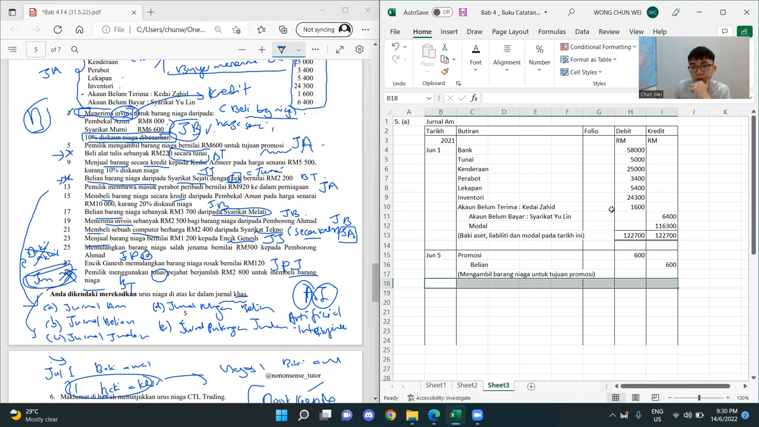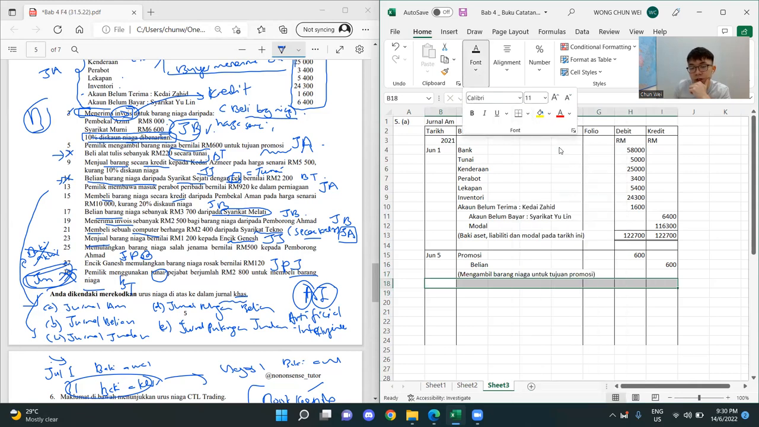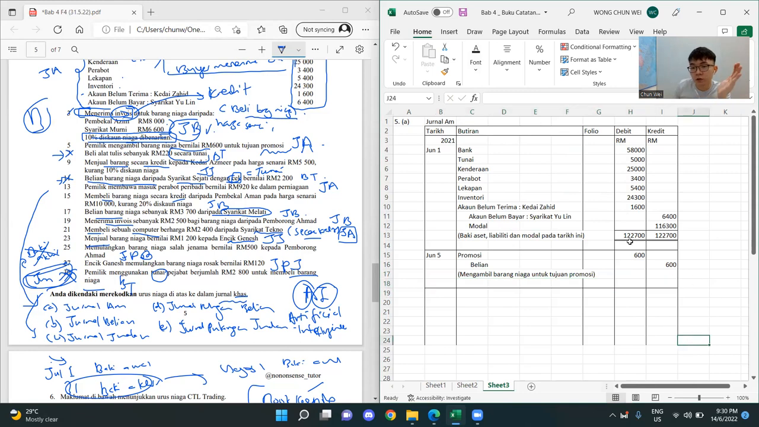After that, one line. Okay, for this one, you'll be thinking, hey, sir, do you have to do this thing? You have to jumlahkan, one line and double line. No, we don't have to. We don't have to do this part. Okay, but in your textbook, in exam, you can do it. But it's not necessary. It's not compulsory.